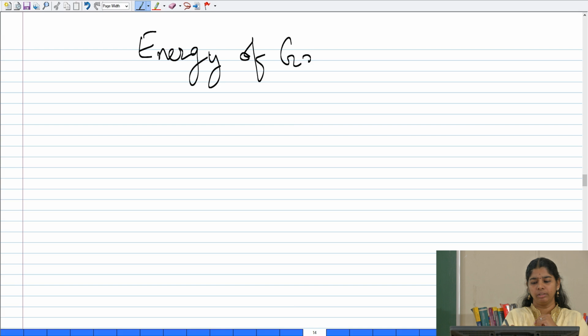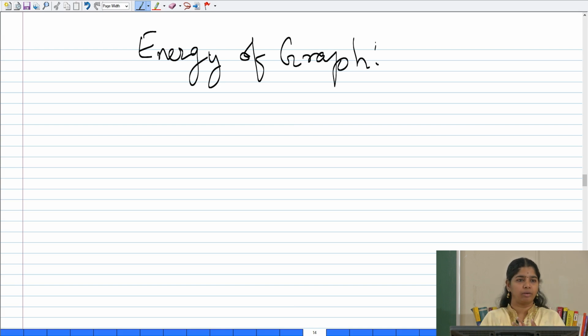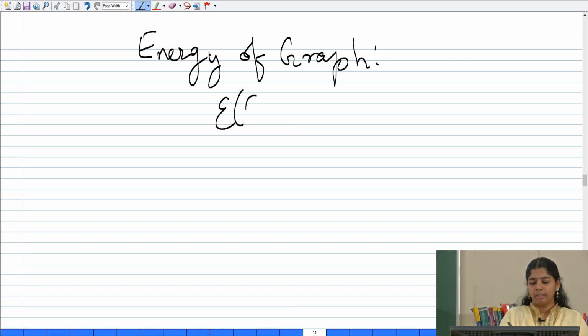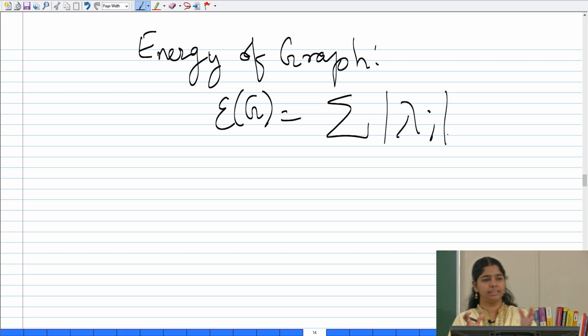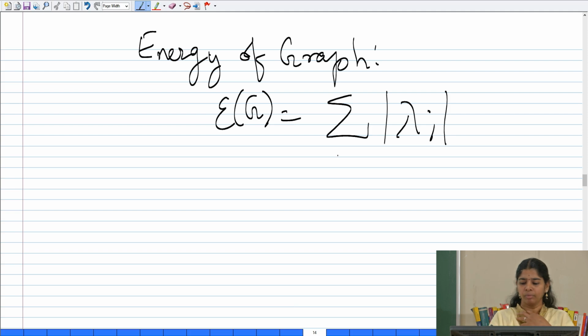So, the main part is the energy of a graph, which is defined after the study of boiling points of hydrocarbons basically. It is defined as epsilon of g is nothing but the summation over lambda i in absolute value. We know the summation of lambda i is 0 without absolute values. So, you take the absolute values and add them all, that gives the energy of the graph.